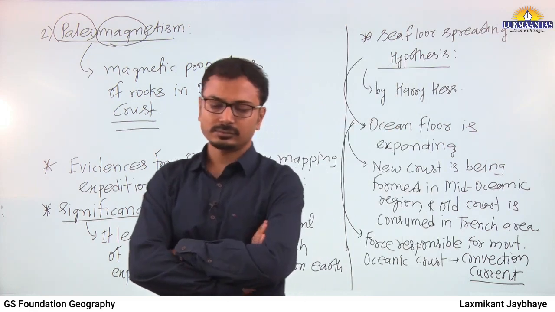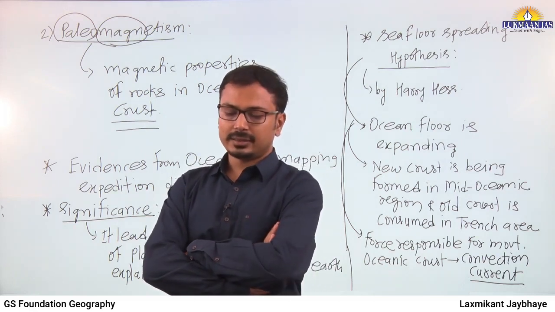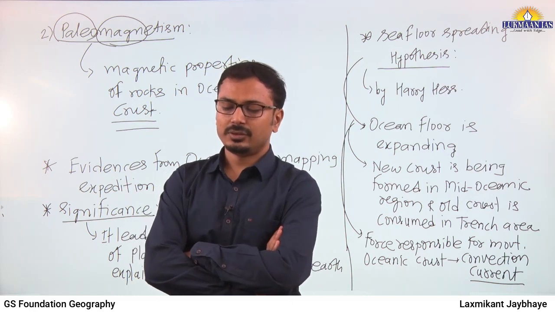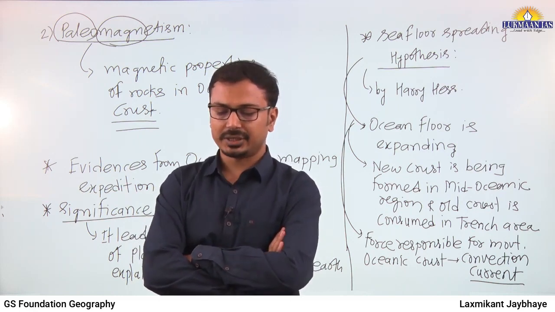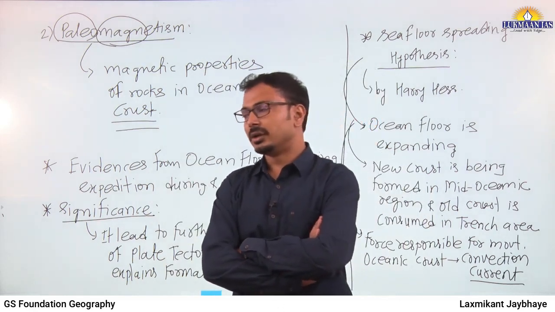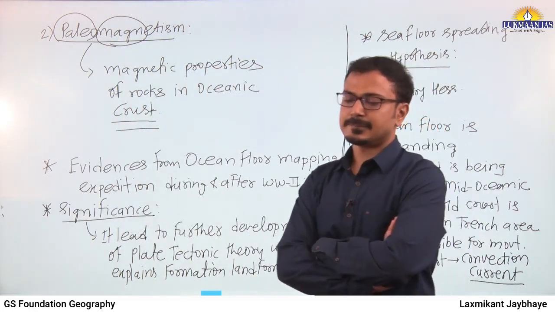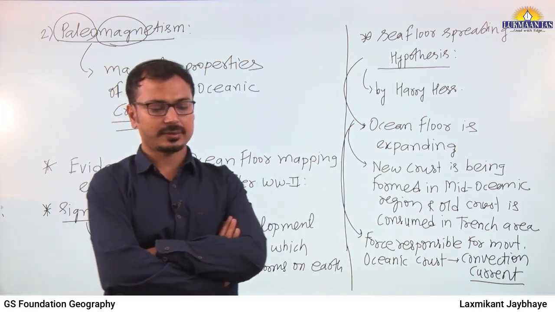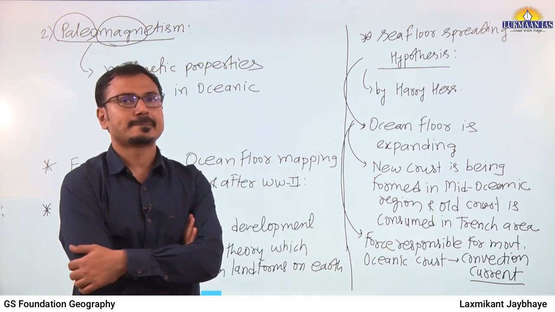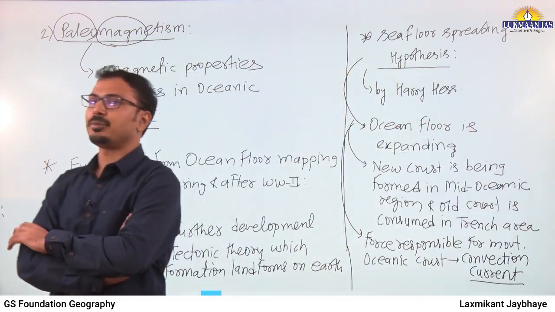Second, rocks equidistant on either side of the mid-oceanic ridge show remarkable similarities in terms of age of formation, chemical composition, and their magnetic properties.